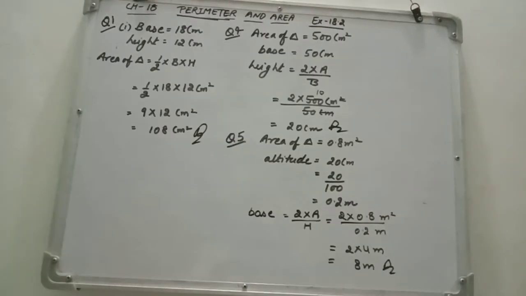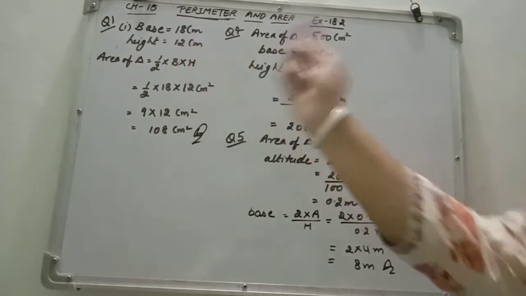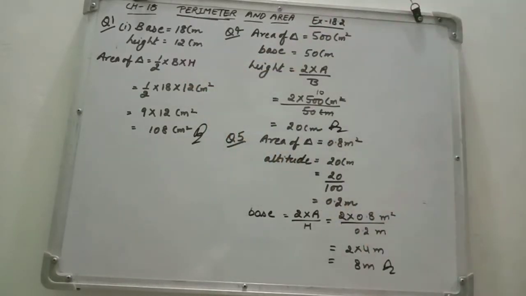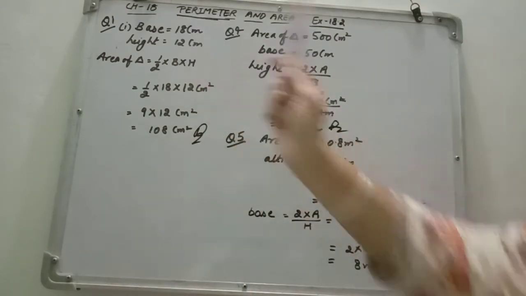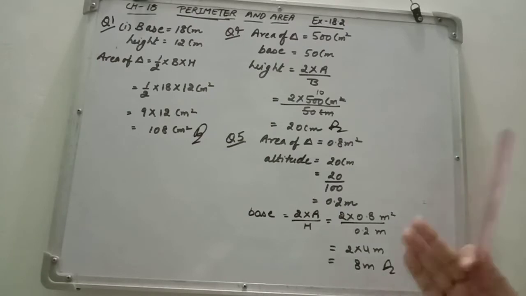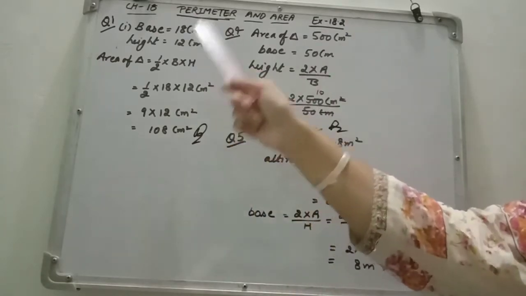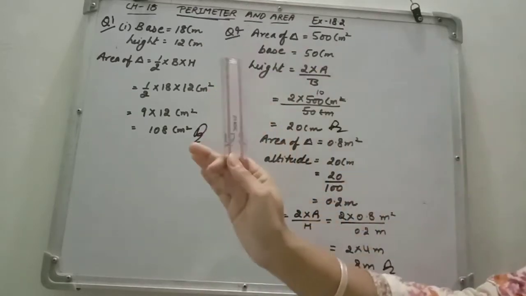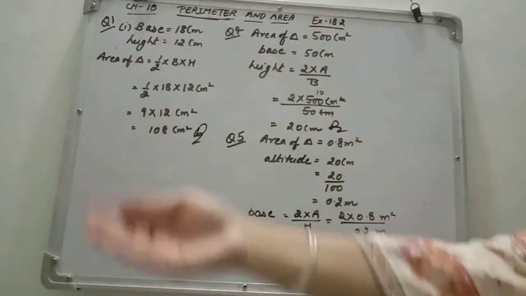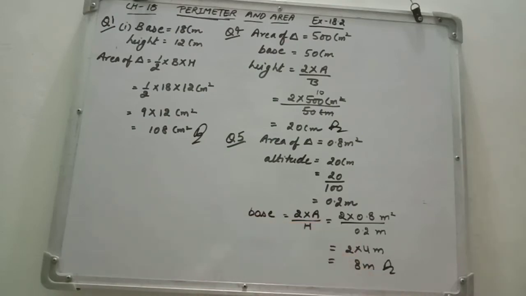Move to the exercise. Question number 1, first part. They said find the area of a triangle. Base is given to you, height is given to you. You can see in this question both units are the same. First of all we have to check whether the units are the same or not. If the units are not the same, first of all we have to make the units the same. Then we have to find out the area of the triangle.